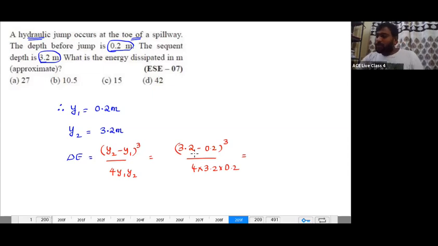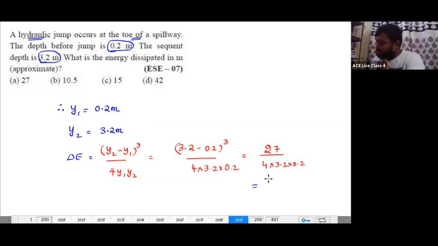Okay, so we don't know the values. So the answer is strong jump, my dear, for the previous question. So 3.2 minus 0.2 is 3, right? What is 3 cube? 3 cube is nothing but 27, by 4 into 3.2 into 0.2. So we need to find out this value.